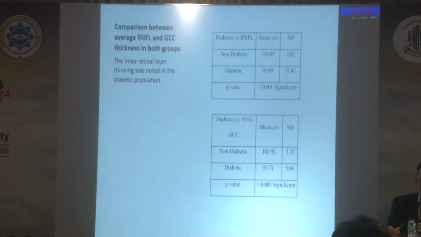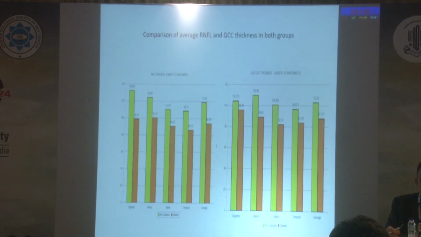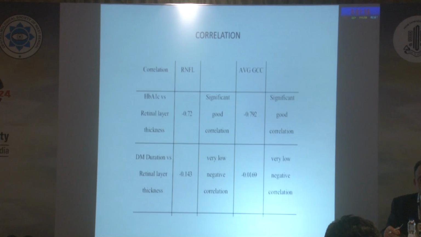This table shows the comparison between average RNFL and GCC thickness in both groups. The inner retinal layer thinning was noted in the diabetic population. This chart shows the comparison of average RNFL and GCC thickness in both groups. In this, the diabetic patients have thinning in both RNFL and GCC thickness. Correlation: there was a significant good correlation with the HbA1c value and the retinal layer thickness, and a very low negative correlation between diabetic duration and retinal layer thickness.